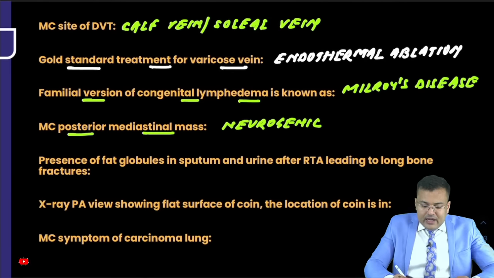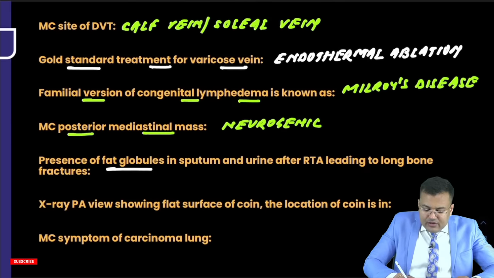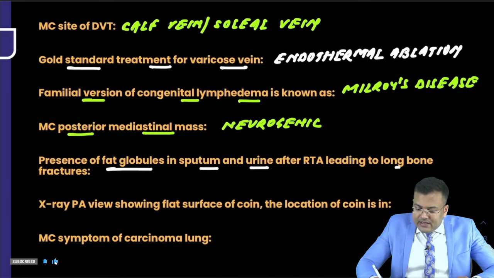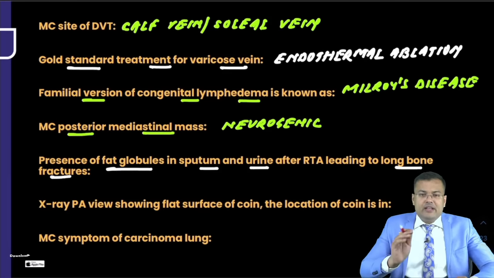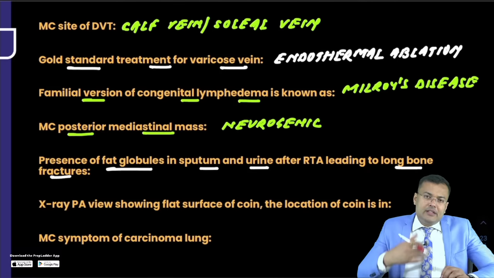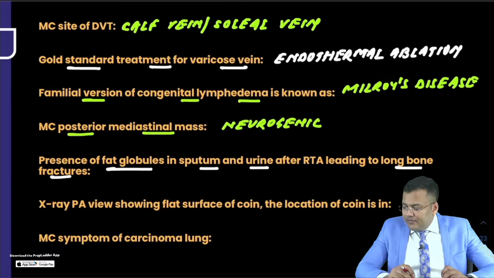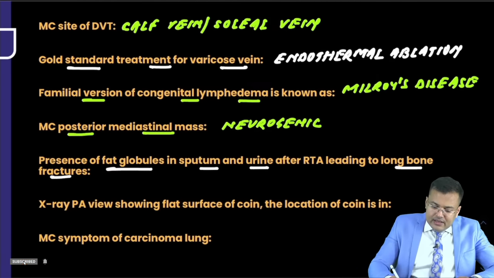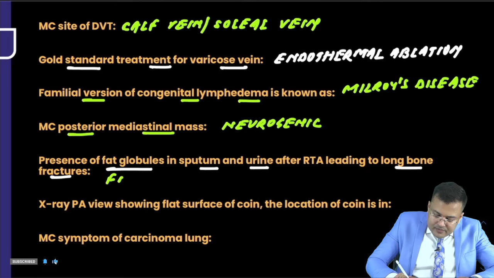Next. See guys, this is a very easy question. Fat globules in sputum and urine after a road traffic accident leading to long bone fracture. It is seen in which condition? Yes, fat embolism. All of you are correct, guys. This is fat embolism.